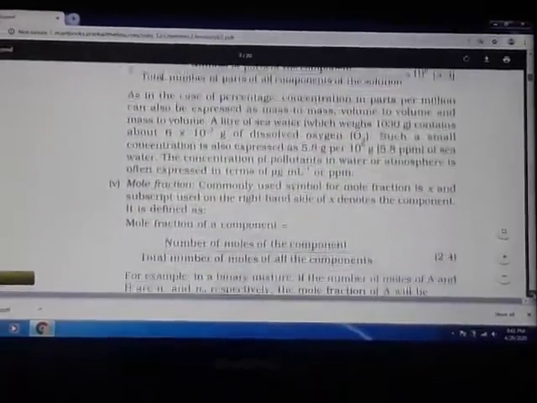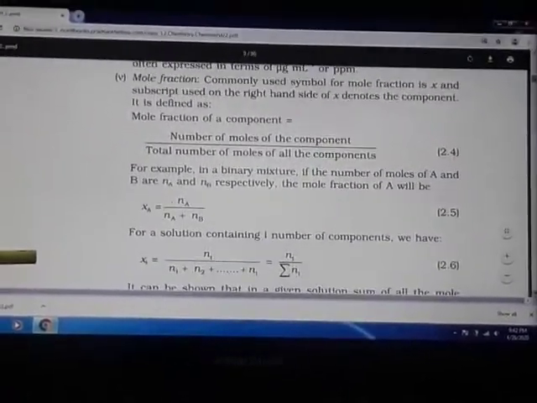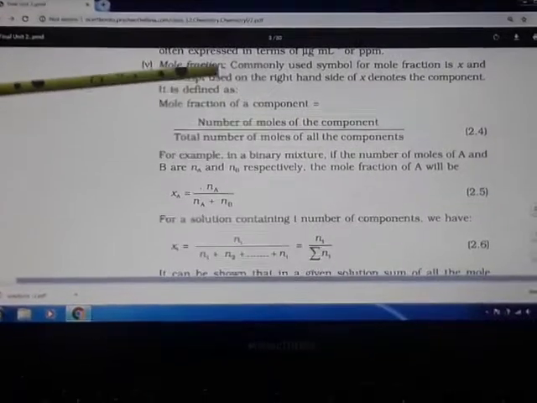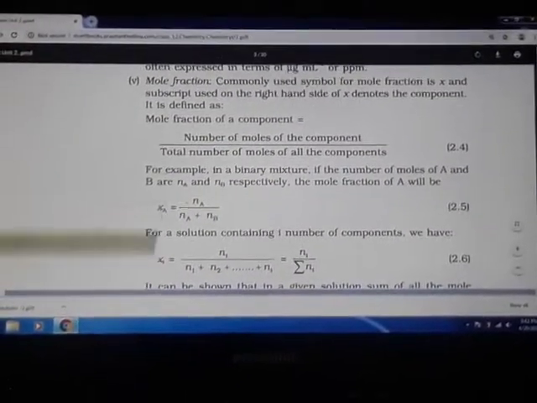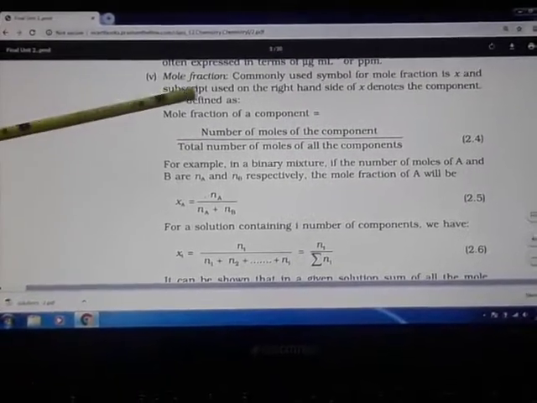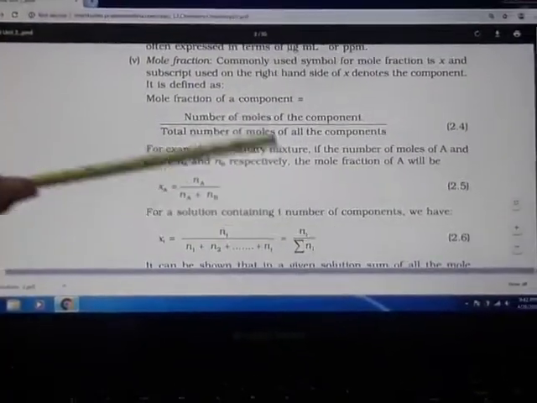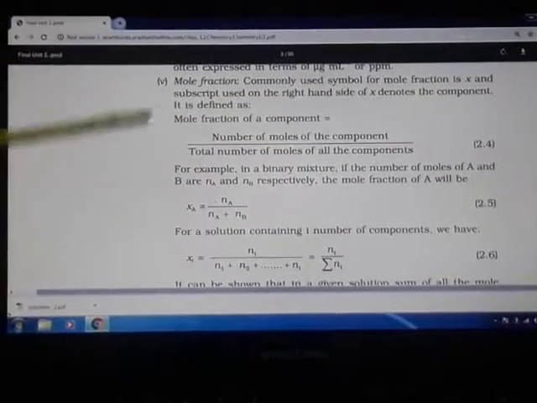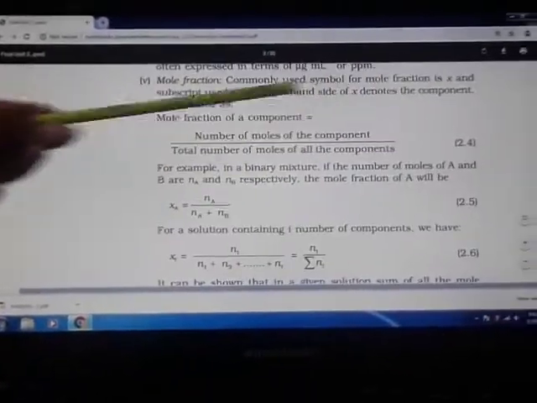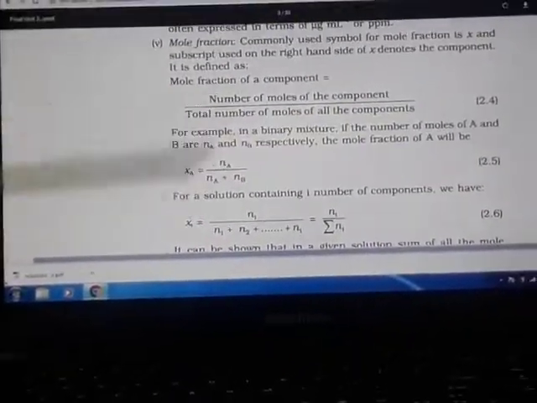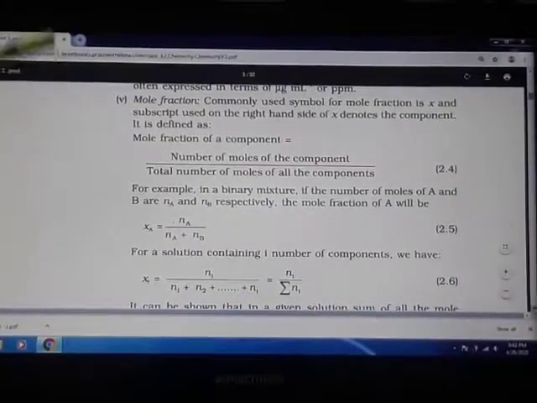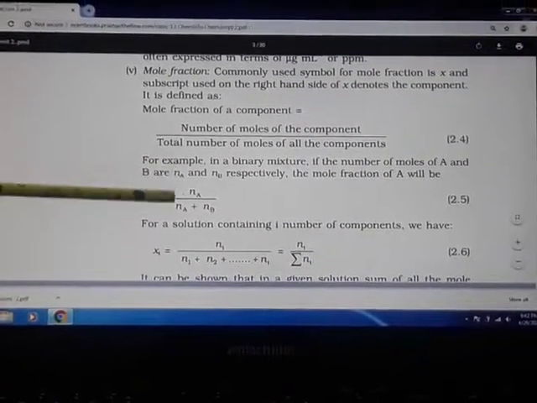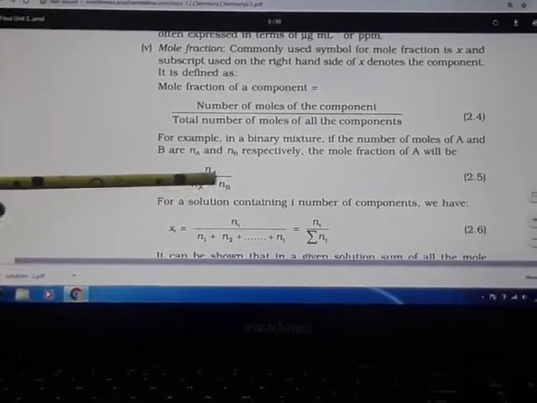And next, last but not the least, and in fact I should say this is the most important expression for concentration, that is mole fraction. This is the term which is most used by chemists, who are fond of the terms mole fraction, molarity and molality, which we will be discussing later. Mole fraction of component 1 is equal to the number of moles of component 1 divided by the total number of moles of all the components. So if it is a binary solution having components A and B, we can express the mole fraction of component A as moles of A divided by moles of A plus moles of B.